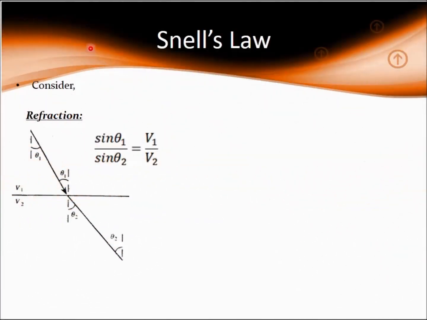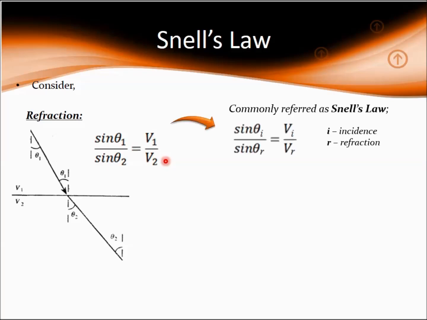Here we're going to recall what we have learned before. It's about Snell's law. We have two parts actually, refraction and reflection. We're going to focus on refraction first. For refraction, the equation is sine theta 1 over sine theta 2 is equal to velocity 1 over velocity 2, where theta 1 represents the incidence angle, while theta 2 is the refraction angle. V1 is the velocity of the incidence medium or layer, and V2 is the velocity of the refracted medium or refracted layer.